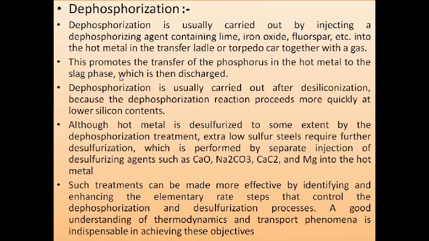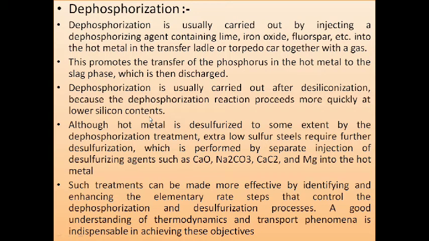If, in the process of making steel, there is phosphorus present in the scrap, it is removed by using dephosphorization. It is in the form of slag phase, which is then discharged. Dephosphorization is usually carried out after desiliconization. First one is desiliconization and then dephosphorization, because the dephosphorization process proceeds more quickly at lower silicon content.